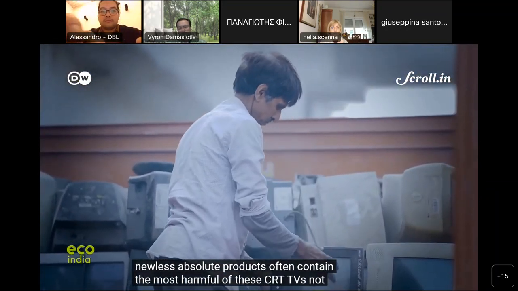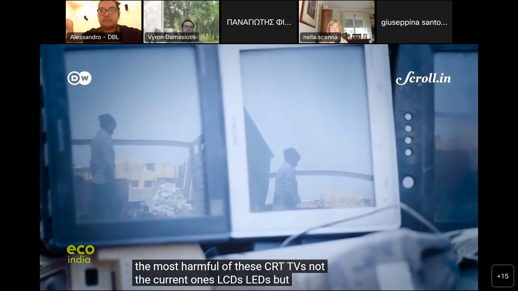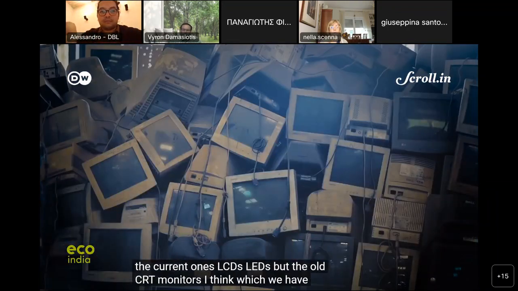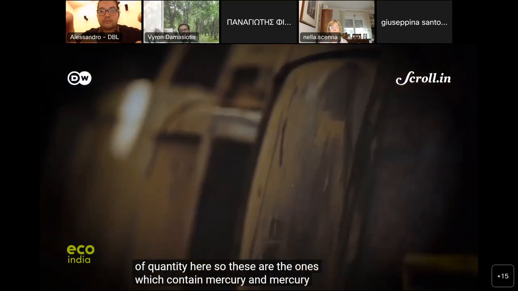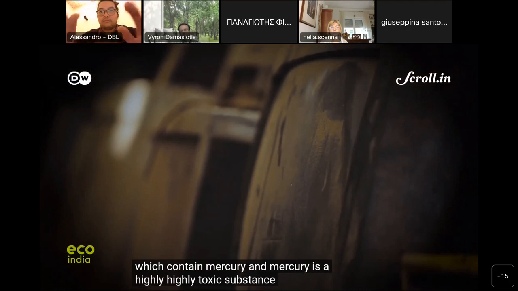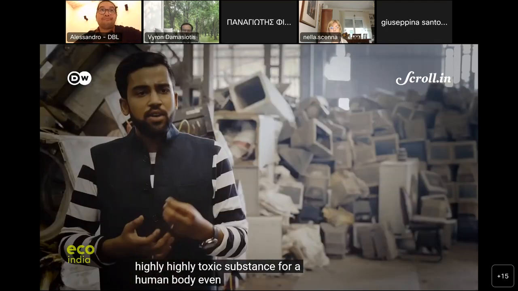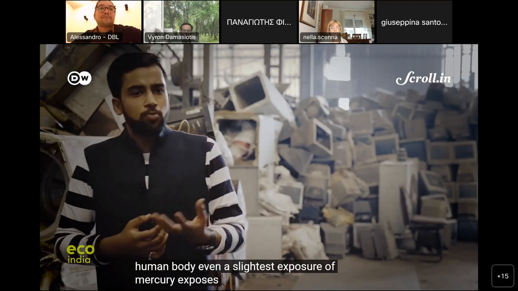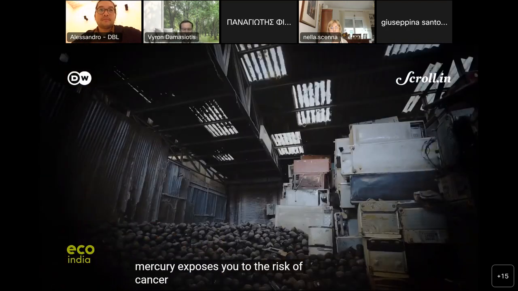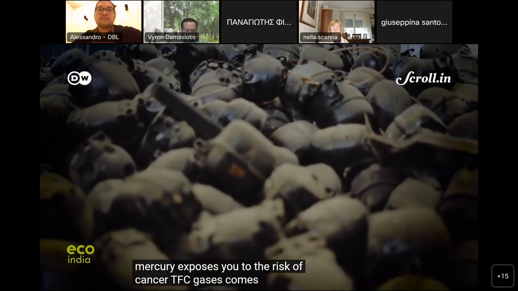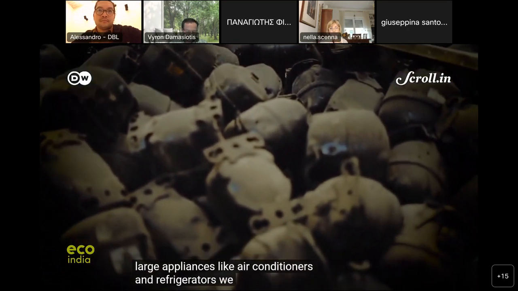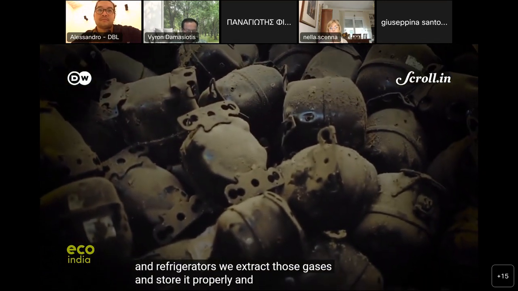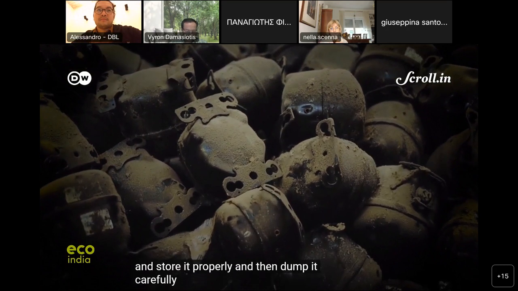CRT TVs, not the current ones, LCDs, LEDs, but the old CRT monitors, which we have a lot of quantity here. So these are the ones which contain mercury. And mercury is a highly, highly toxic substance for a human body. Even the slightest exposure to mercury exposes you to the risk of cancer. CFC gases come out of large appliances like air conditioners and refrigerators. We extract those gases and store them properly and then dump them carefully.